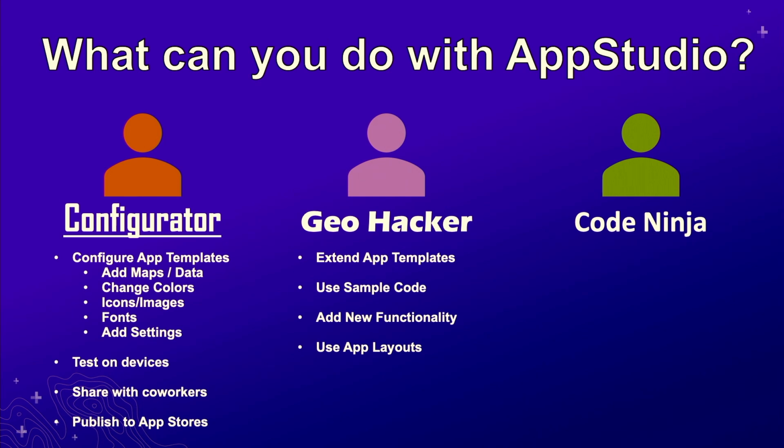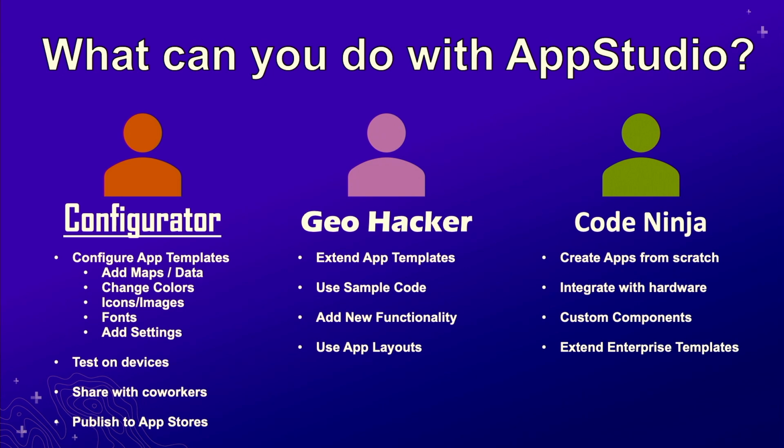Or maybe start with one of our few basic layouts. Maybe they start with the layout and add maps and information into that layout. And then a code ninja, of course, can do everything else that the configurator and geohacker can do, but they might want to start from scratch. They might want to do things like integrate with specific hardware or custom components, and extend some of those enterprise templates like Survey123, adding extra functionality to Survey123. So this just gives you an idea of what these different personas can do with AppStudio.